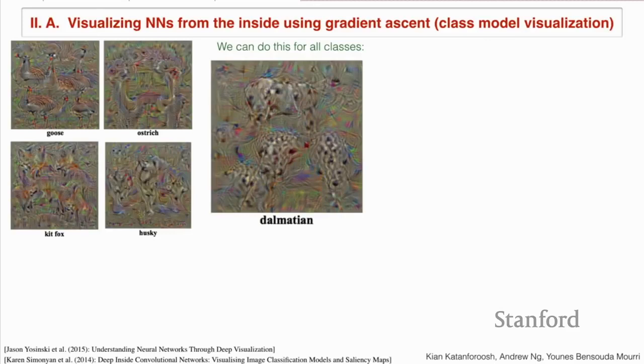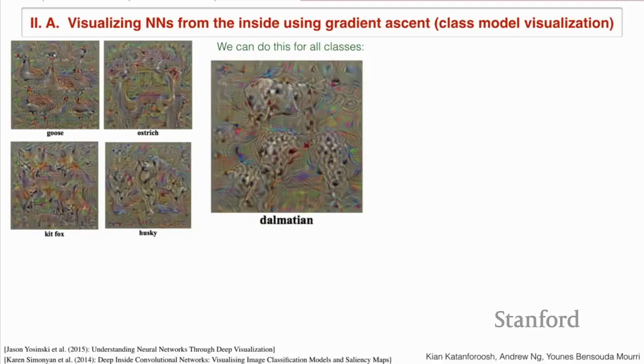If you take an ImageNet classification network and you perform this on the classes of goose, ostrich, kit fox, husky, or Dalmatian, you can see what the network is looking at, or what the network thinks a Dalmatian is. For the Dalmatian, you can see some black dots on a white background somehow. But these are still quite hard to interpret. It's not super easy to see, and even worse here on the screen, better on your computers. But you can see a fox, some here. You can see orange color for the fox.